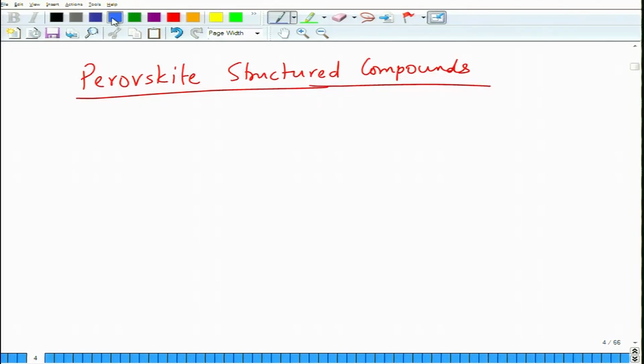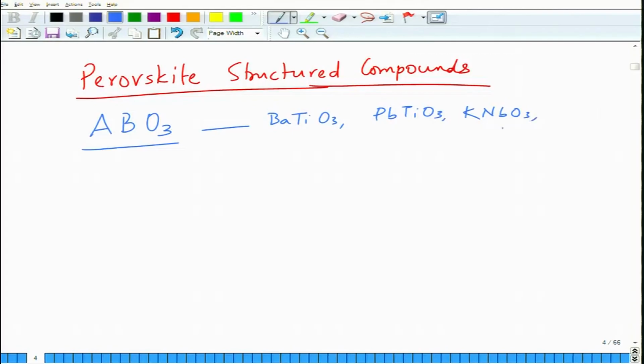In this category the general formula of these compounds is ABO3, and this is again an ionically bonded solid. The compounds that you can include in this category are things like barium titanate, lead titanate, KNbO3, potassium niobate, calcium titanate, strontium titanate, various titanates, niobates, they follow this kind of structure.